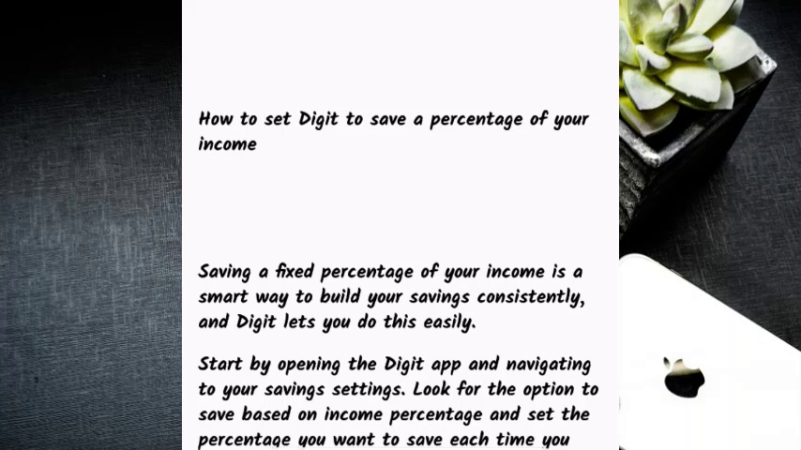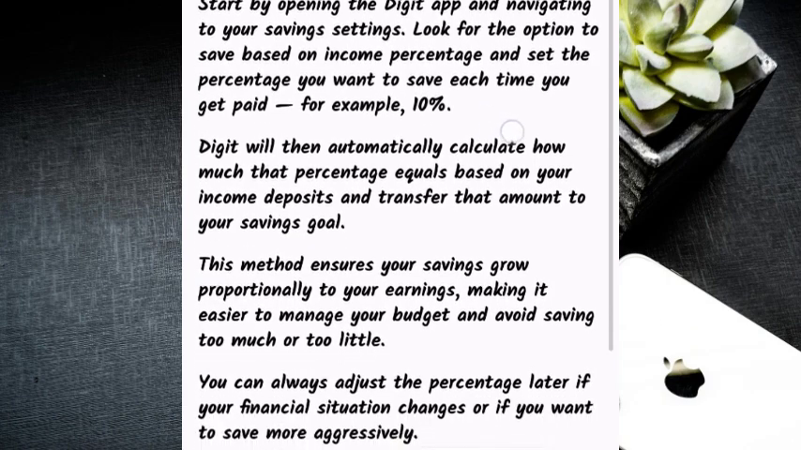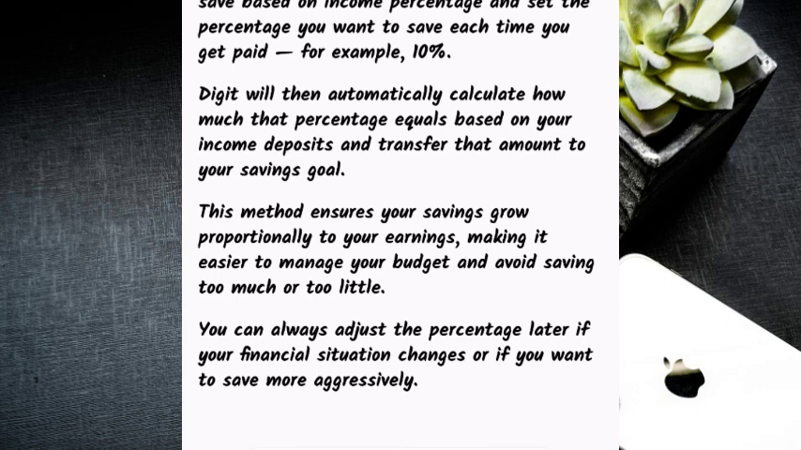In today's video I'm going to show you how to set up Digit to save a percentage of your income. Saving a fixed percentage of your income is a smart way to build your savings consistently, and Digit lets you do this pretty easily. So start by opening the Digit app and navigating to your savings settings. You want to look for the option to save based on income percentage, and then set the percentage that you want to save each time that you get paid. For instance, maybe 10%, 20%, whatever it is.